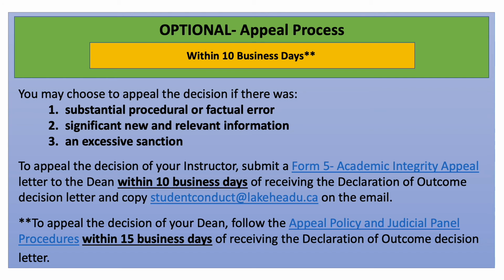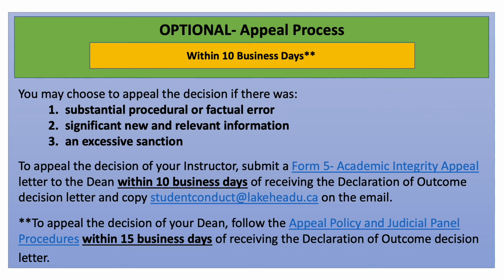If you wish to appeal the decision made by your instructor, then you would submit a Form 5 or academic appeal letter to the dean within 10 business days of receiving the Declaration of Outcome letter and copy student affairs on the email. If one of the grounds for an appeal has been met, then the dean would review the case and decide whether to change the decision made by your instructor and whether to decrease, increase, or keep the sanction as is.